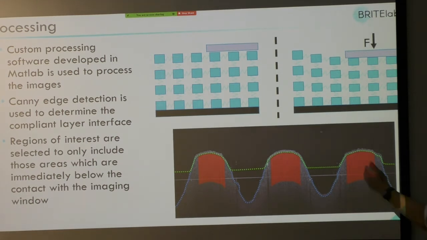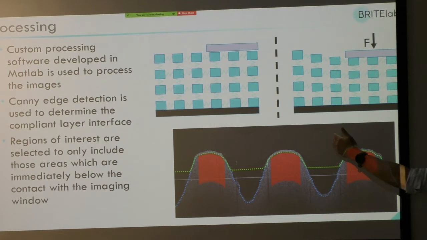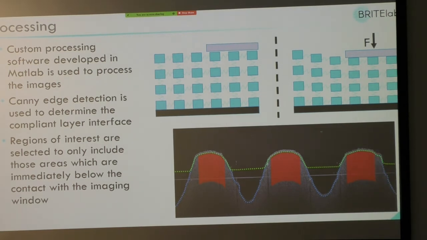These red parts show the region of interest, and these were determined based on points where the force was directly being applied, because any sort of air gap introduces compressible air, and so we can't assume that the force is going to be equal.